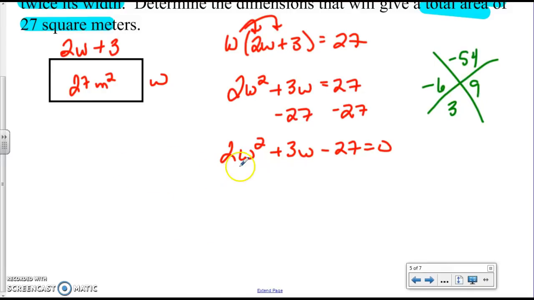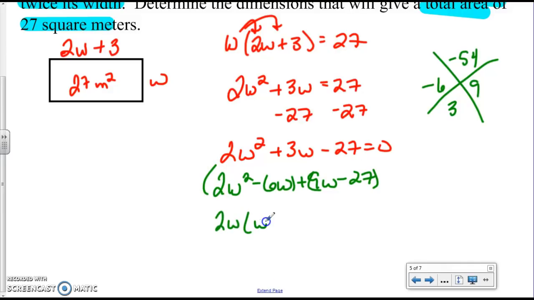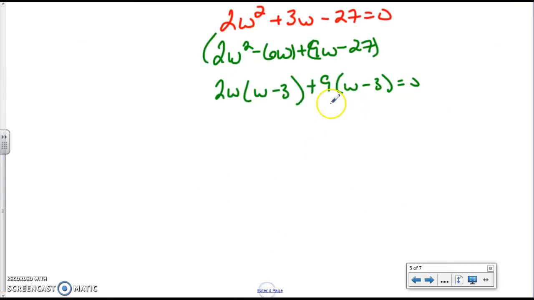And this time I can't go right to my factors because I have this 2 out front. I need to do AC split. So I need to write this out, make my 2 groups, and factor my GCFs out. So first group I can take out a 2w, which leaves me with w minus 3. Second group I can take out a 9, which leaves me with w minus 3. And so my factored form is w minus 3 times 2w plus 9.